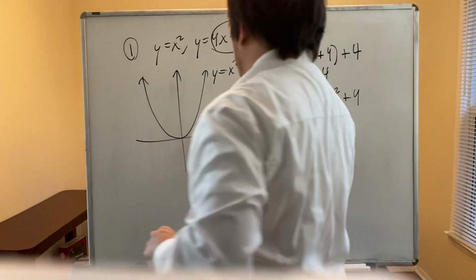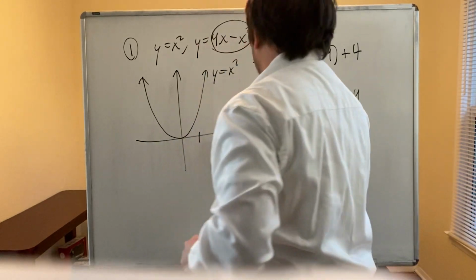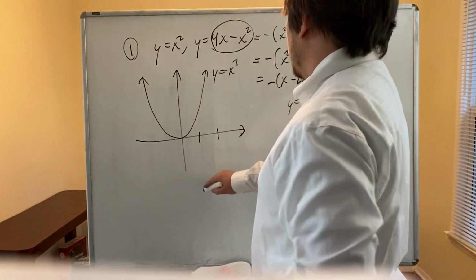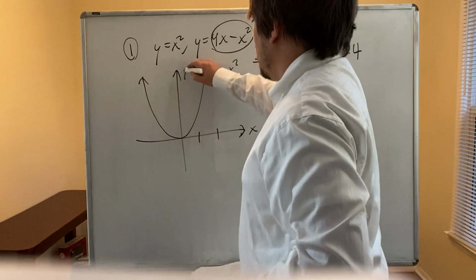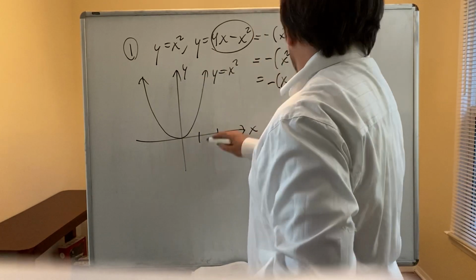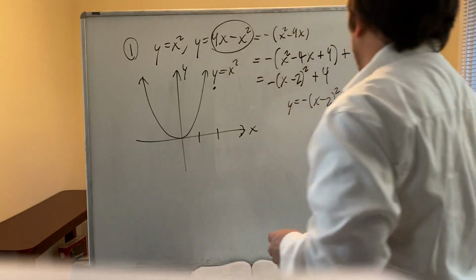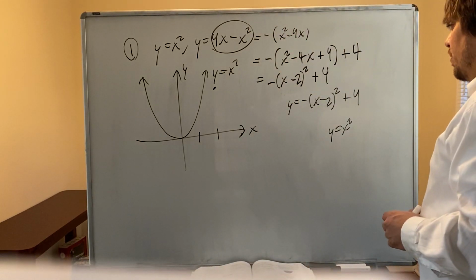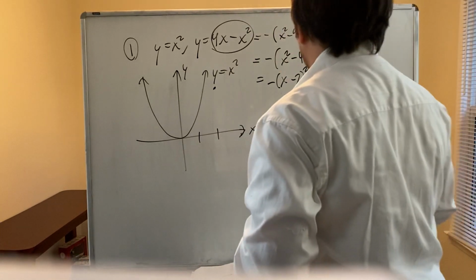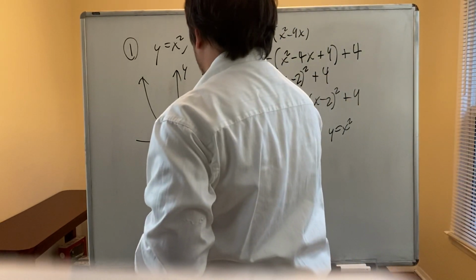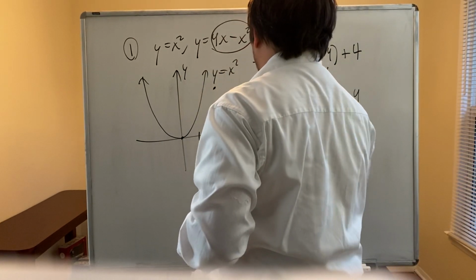So we're going to move this graph to the right 2 spaces. We're going to reflect it like this over the x-axis. So now it's going to look like this. And then we're going to move it up 4. And so the graph we get is this graph. So it goes to the origin.